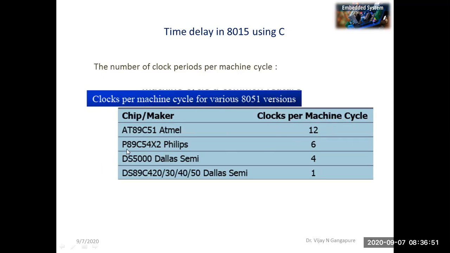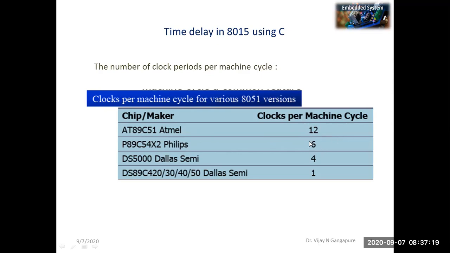While in case of the P89C54X2 microcontroller, an 8051 microcontroller manufactured by Philips, clocks per machine cycle are 6. That means both are under the 8051 family of microcontrollers. So this first one requires 12 clocks per machine cycle, and the second one requires 6 clocks per machine cycle.